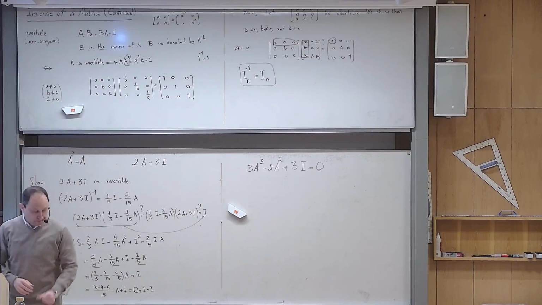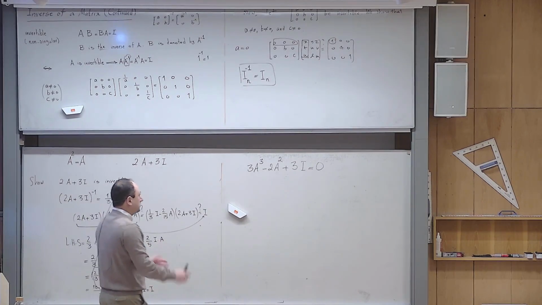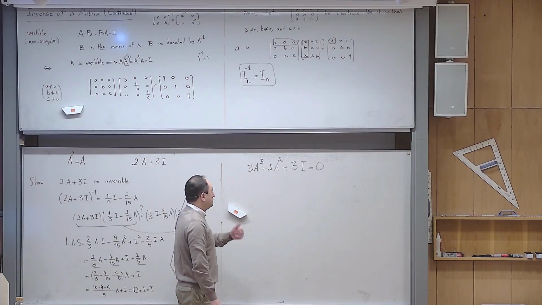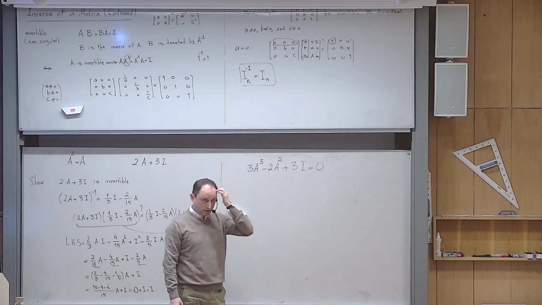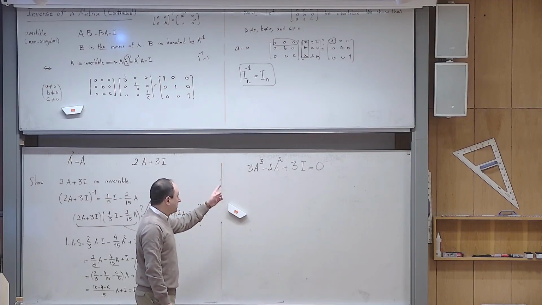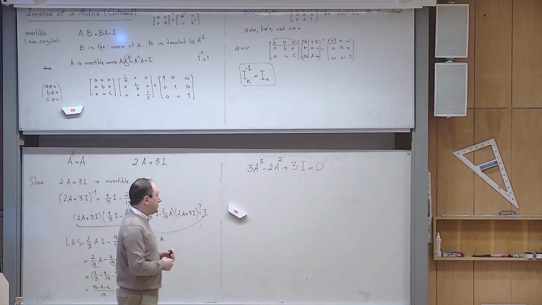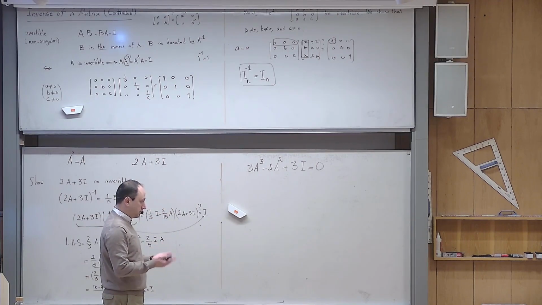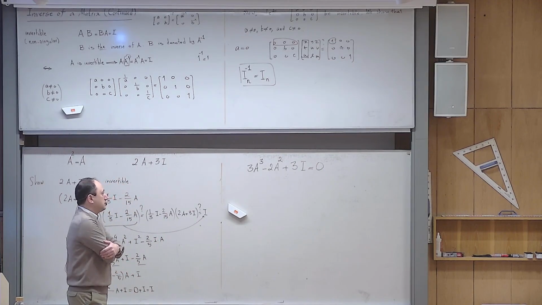Okay, so why do you think? So I give you a matrix, you don't know anything about the entries of the matrix, but you know that for some reason that matrix actually satisfies this given equation. How can you be sure that this matrix is invertible? And how can you find its inverse in terms of the matrix itself?